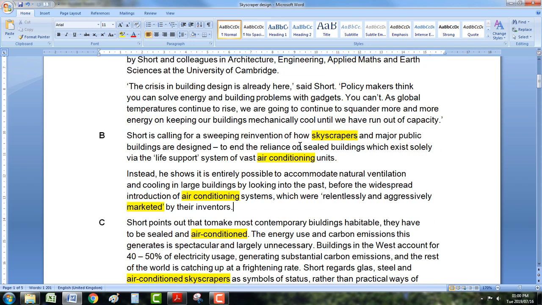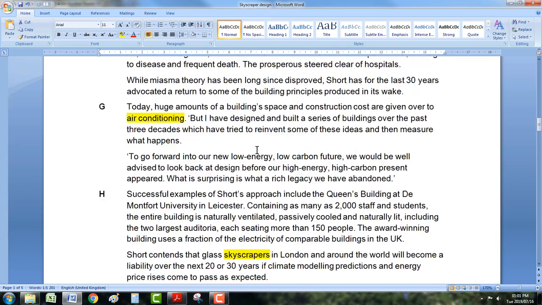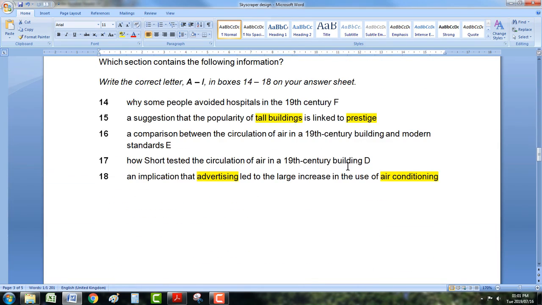These are the Band 8, Band 9 questions. You needed to be able to read very quickly, look for advertising. Skyscrapers and tall buildings, skyscrapers and air conditioning is kind of everywhere, but this was the key for that one. Marketing, advertising, synonyms. So that one's B. I wish I could help you more on these two, but I don't see an easier way to do them.